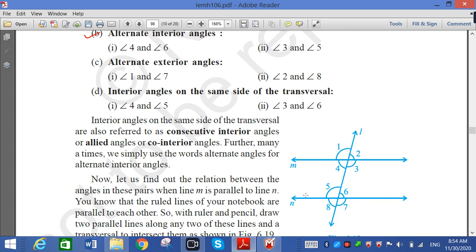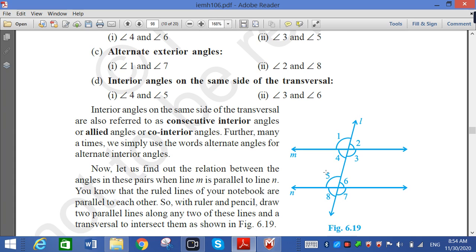Now if you will see here, now let us find out the relation between angles in this pair when line M is parallel to N. Now topic is change. Now parallel lines. And the previous topic was only transversal line. Now important topic is parallel lines. Now topic change. So parallel line. Parallel lines means what? So let us start from here.